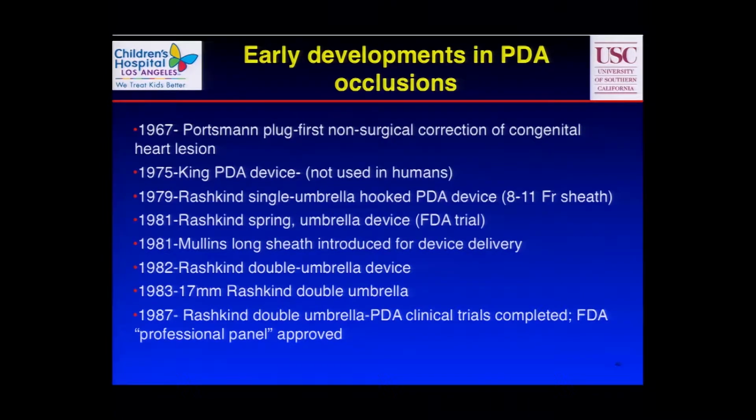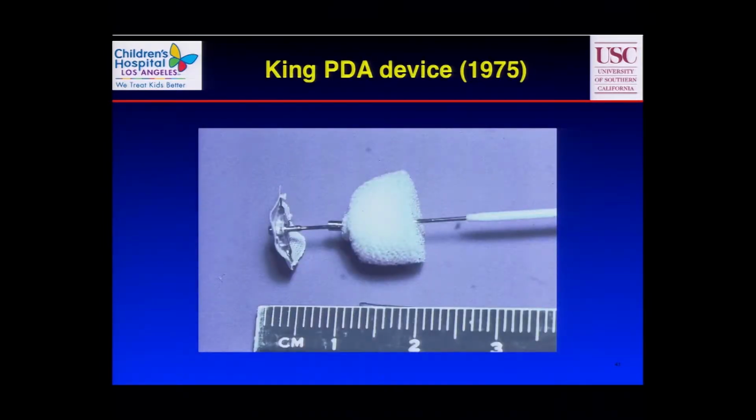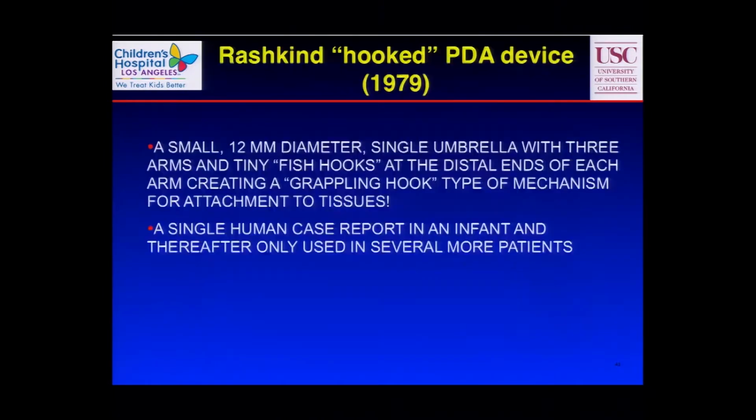Rashkin came up with a double umbrella system, and then the double umbrella Rashkin device, and so forth. In fact, in 1987, the double umbrella Rashkin device became approved. So this is the PDA device in 1975. You can see how it's almost like a plug on one side and an umbrella on the other side.